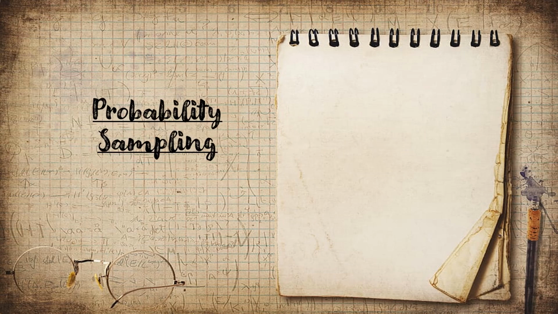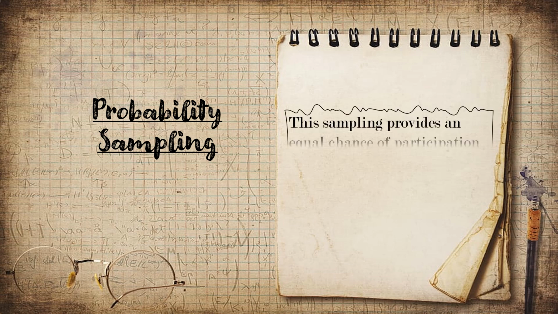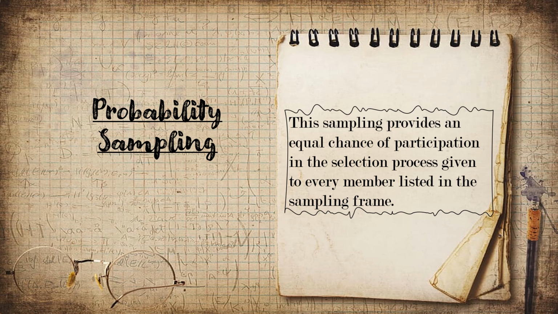We have two types of sampling procedure. The first one is probability sampling. This sampling provides an equal chance of participation in the selection process given to every member listed in the sampling frame. Actually, it involves random selection, allowing you to make strong statistical inferences about the whole group.